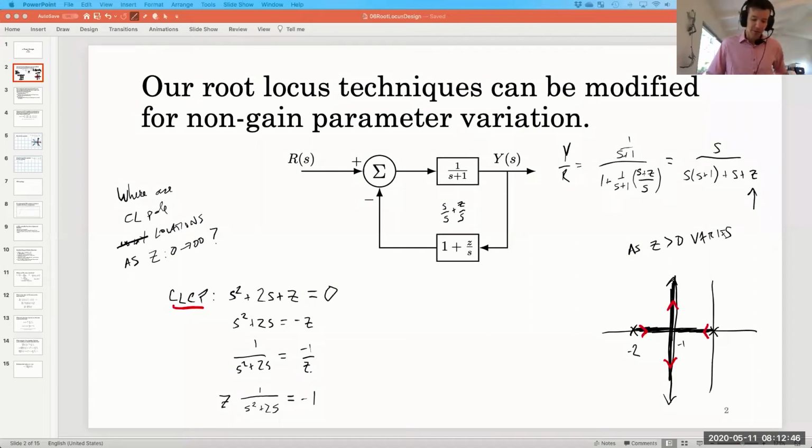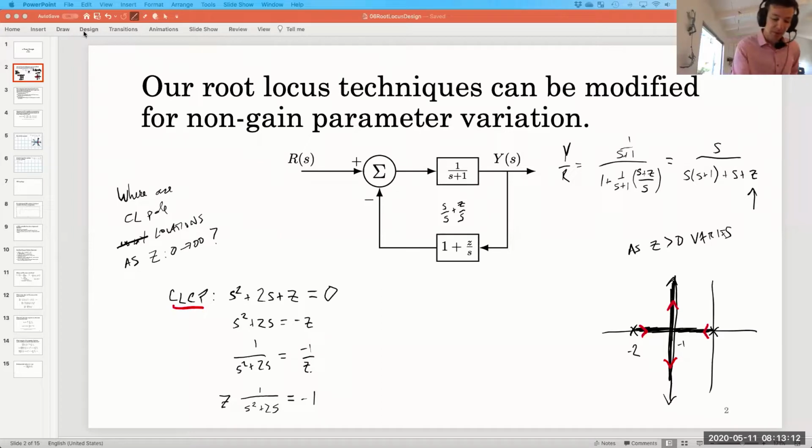All right, so Unit 6, the idea is we're going to use the stuff we learned in Unit 5 and before to help us make design decisions about systems. One stepping stone between Unit 5 and Unit 6 was this concept of non-gain parameter root locus. So in the example system that I have here, the question that we'd like to answer is, where do the closed loop poles go if I vary the parameter z?